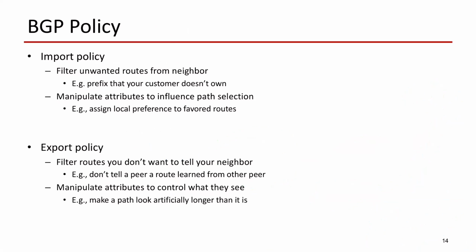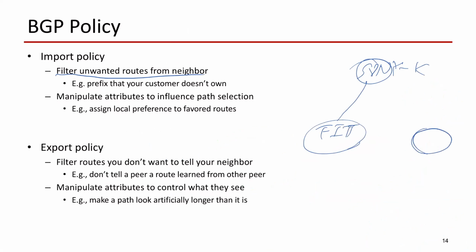For BGP policy, we can do import and export. An import policy filters unwanted routes from neighbors. Let's say I have a very good relationship with SUNY K, a very good relationship with FIT, and a very poor relationship with Ghent. So I filter unwanted routes from a neighbor. Whatever Ghent says, I can ignore. For example, a prefix that a customer doesn't own: we are one team, but you are not.